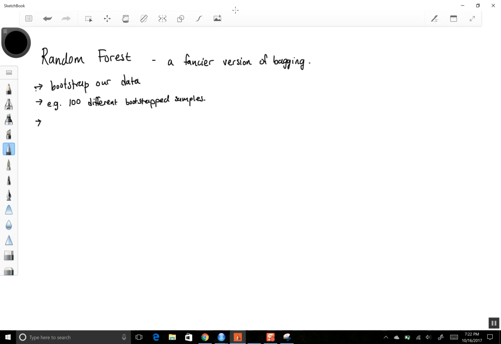What we do now is we purposely handicap our tree making ability. We say, don't look across all possible splits, across all possible variables. You are now only limited to this small random subset of variables. So maybe you have 40 different variables you can look at, right? We might say you're only allowed to look at 5 of these.